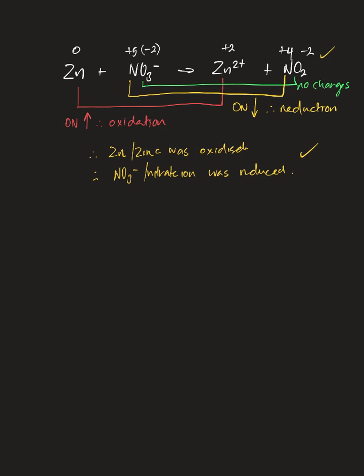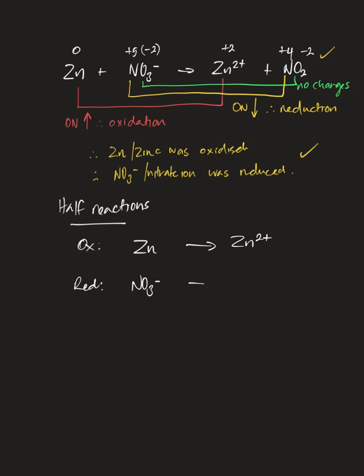So if I look at the half reactions, I just want to write them out, but I don't need the electrons. Basically Zn went to Zn2 plus, and that's my oxidation reaction. And my reduction reaction was the NO3 minus becoming NO2. Nice and simple. So I'm done with that.